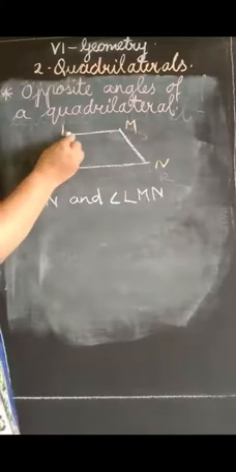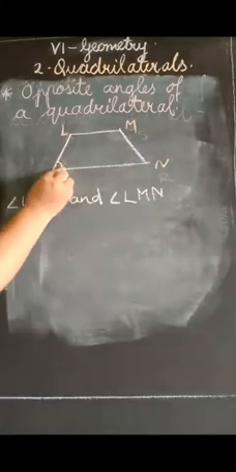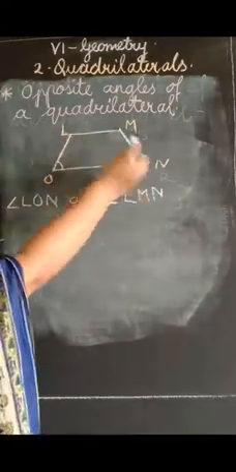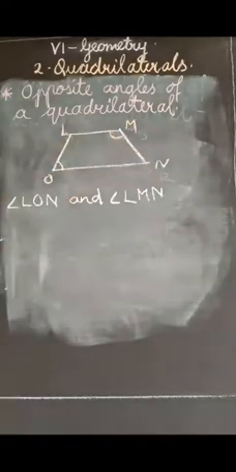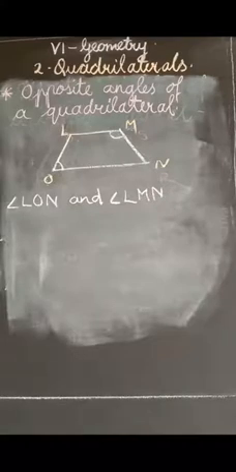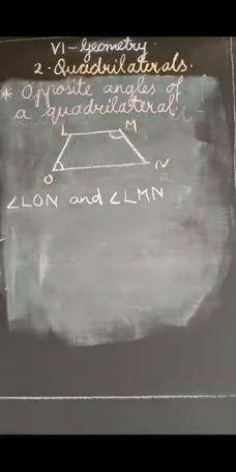See here, angle LON is here and angle LMN is here. Do they have a common side or arm? No, they do not have a common side. So this type of angles are called opposite angles of a quadrilateral. Understood? So the angles of a quadrilateral which do not have a common arm are called opposite angles of a quadrilateral. So children, we have 2 pairs of opposite angles of a quadrilateral.